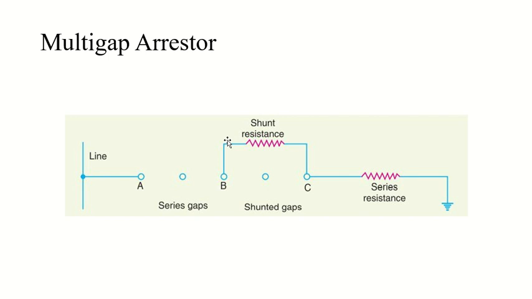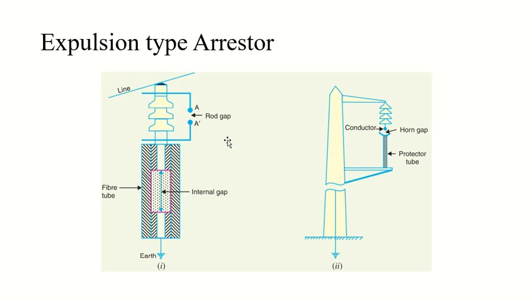Then we have the expulsion type arrestor. This type of arrestor is also called a protector tube and is commonly used on systems operating at voltages up to 33 kV. You can see the expulsion type arrestor here. The first image on the left hand side shows the essential parts of an expulsion type lightning arrestor. It essentially consists of a rod gap A dash in series, and a second gap enclosed within the fiber tube. You can see the fiber tube here, and here we have this internal gap. The gap in the fiber tube is formed by two electrodes. The upper electrode is connected to the rod gap and the lower electrode to the earth. You can see this is the lower electrode, going to the earth, and this is the upper electrode, right?